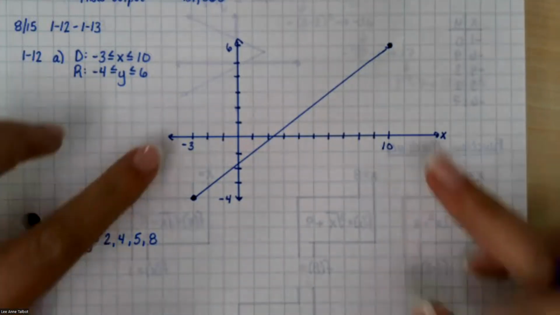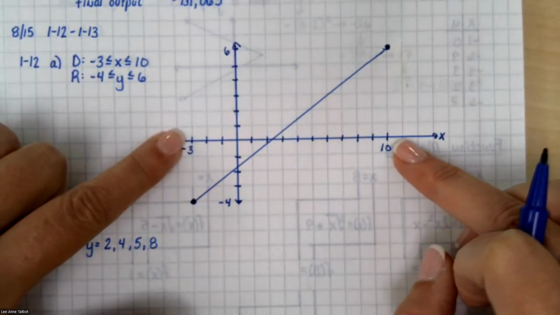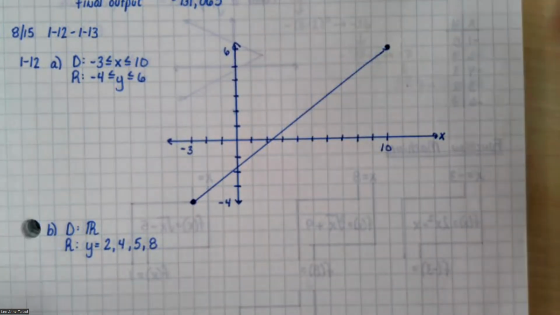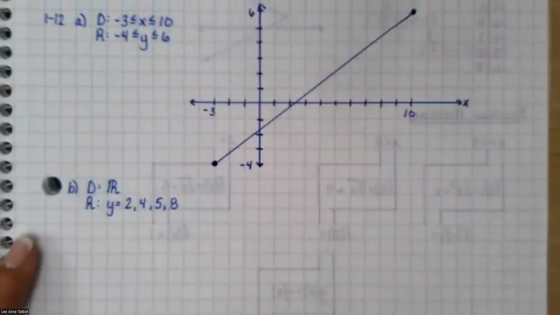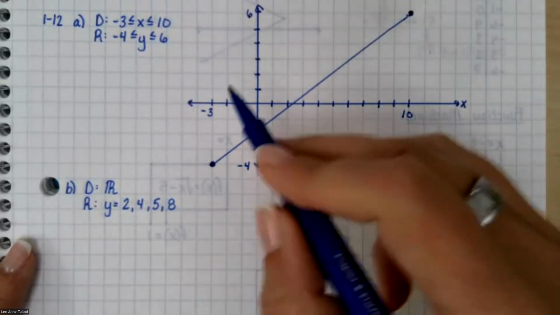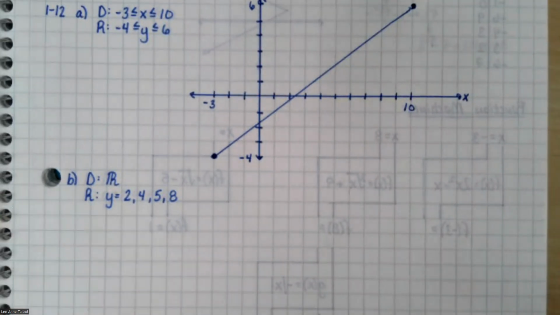So let me ask you this. Does my segment that I made here go from -3 to 10 on the X? Yeah. And does it go from -4 to 6 on the Y? Yeah. Okay. Again, you can make a squiggly. You can make anything.